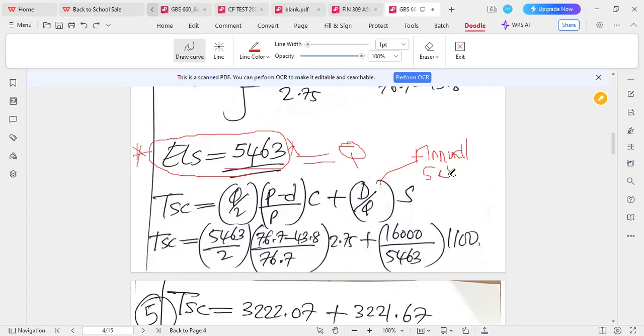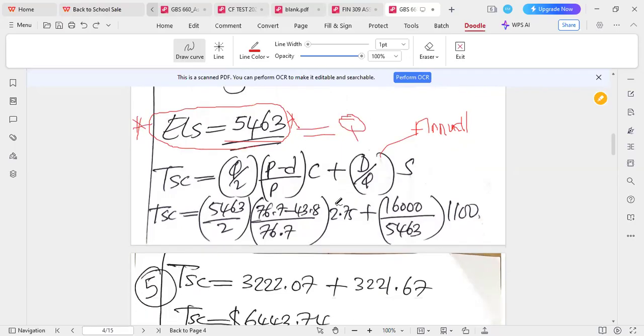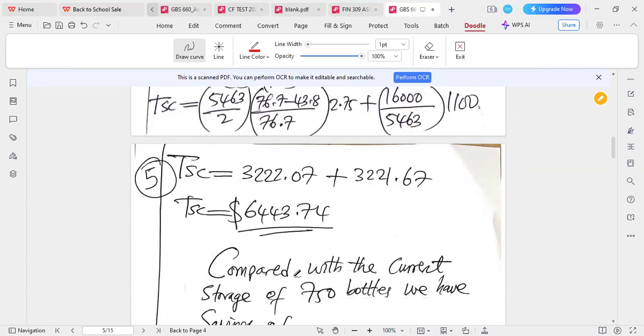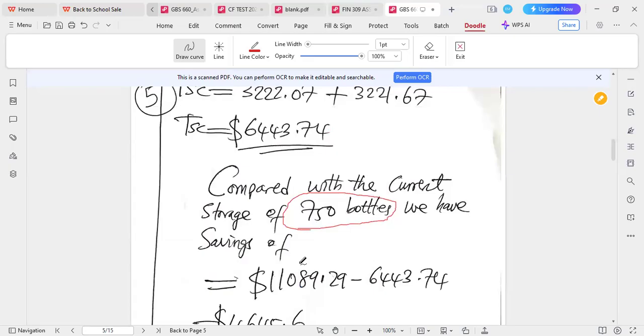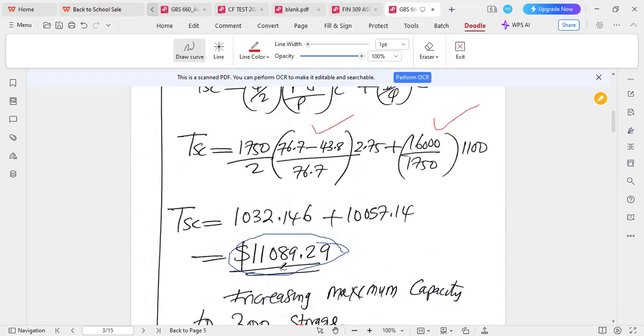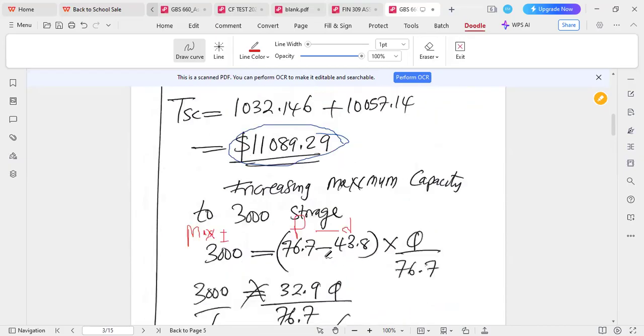All right. So this is annual setup cost and annual holding cost. And after finding these, we have found the total stocking cost of 6,443.74. Now, compared to the current storage of 750 bottles, where the total stocking cost was actually 11,089.29, we have the savings.